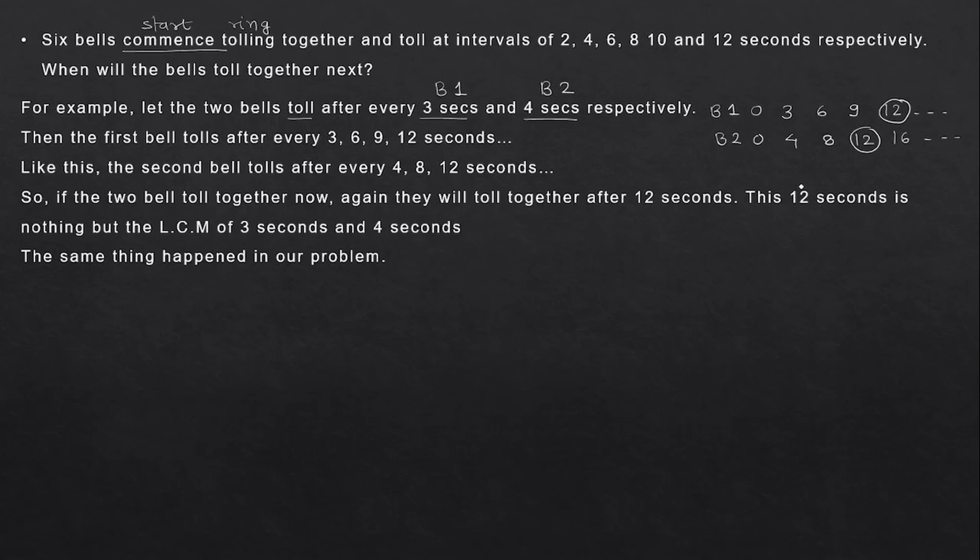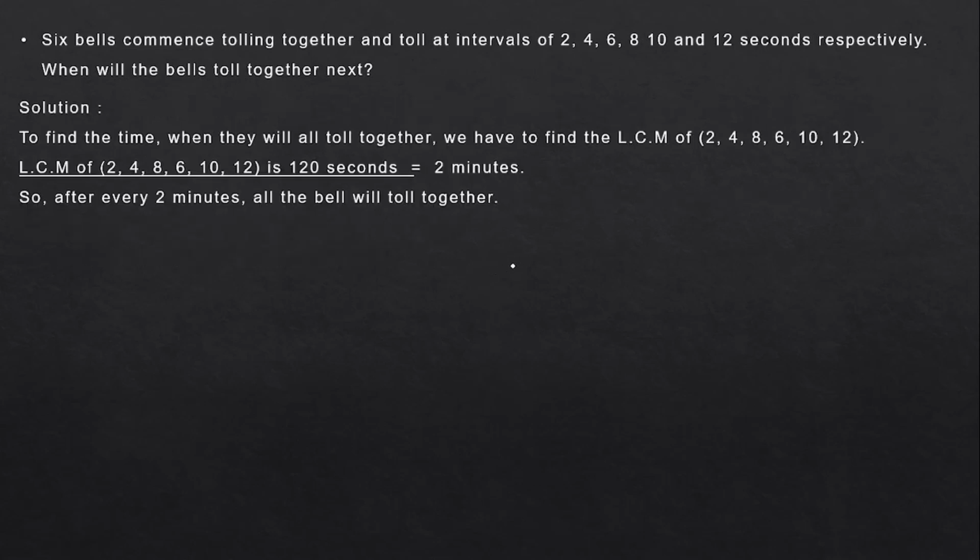So what are we actually calculating? We are calculating nothing but the LCM of 3 and 4. The same thing is happening in our problem. Here the bells are ringing at 2, 4, 6, 8, 10, and 12 seconds respectively. So we find the LCM of these numbers to find out when they will again ring together. The LCM of these numbers is 120 seconds, or we can also write 2 minutes. So all these six bells will again ring together after 2 minutes. Let's see the next question.